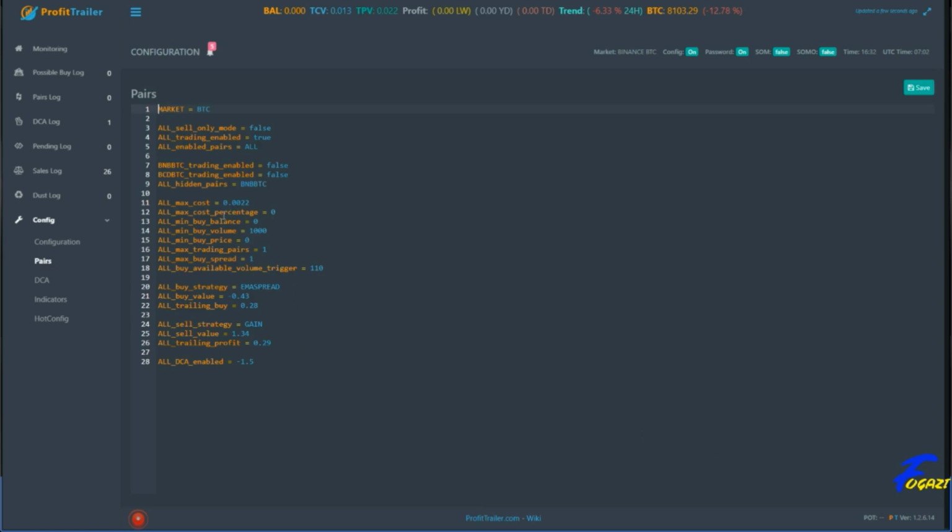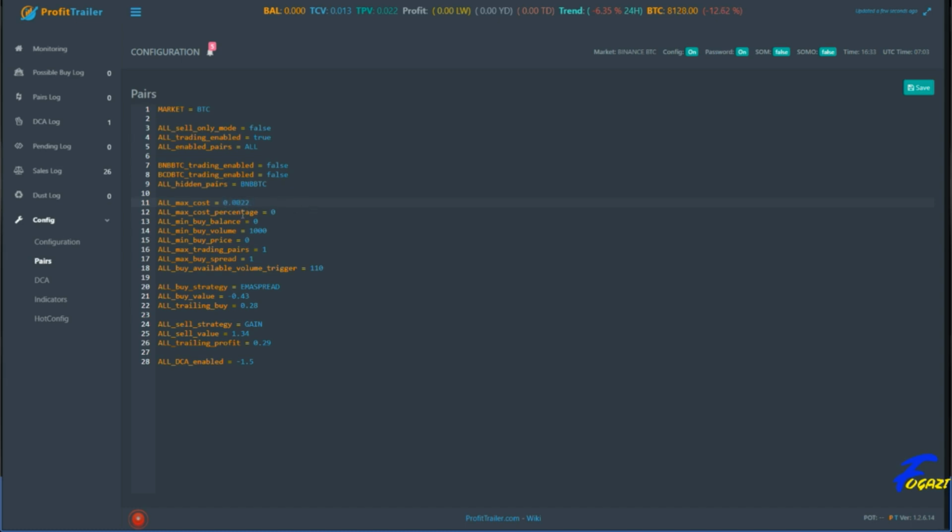So the two lines I want to talk about in the first section are the all max cost and the all max cost percentage. Straight up, you can use either or. You can't use them both. If you use one of them, like I have all max cost, the other has to be zero. Either delete it or set it to zero. Likewise, if you want to use a percentage, you have to have this one set to zero or just delete it. It works either way. You can't have both going.